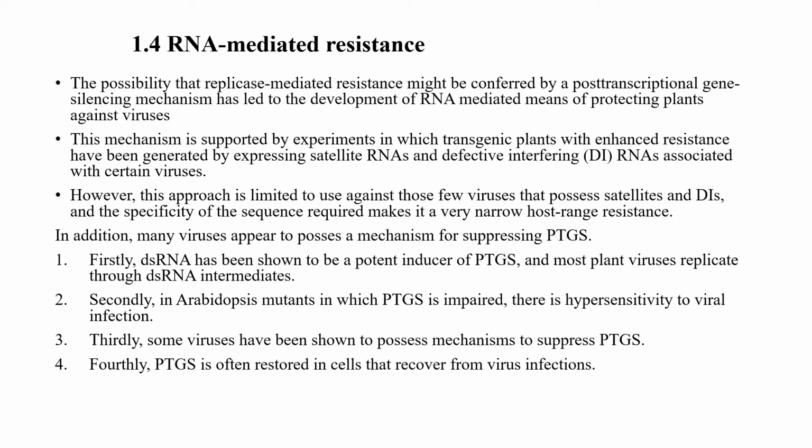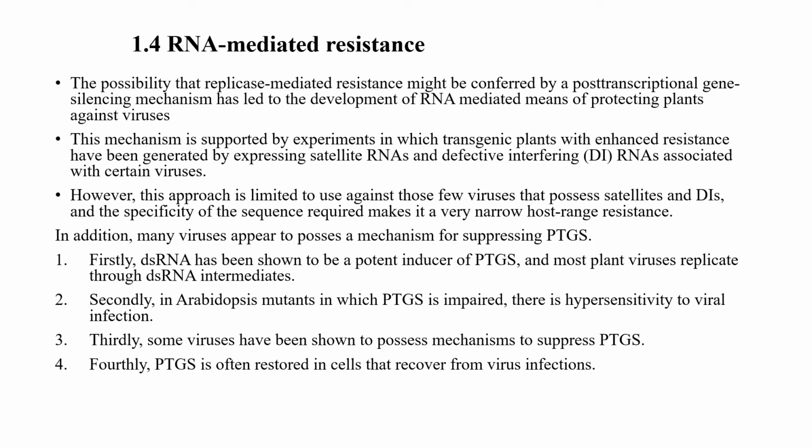This mechanism is supported by experiments in which transgenic plants with enhanced resistance have been generated by expressing satellite RNAs and the defective interfering RNAs associated with certain viruses. However, this approach is limited to use against those few viruses that possess satellites, and the specificity of the sequence required gives a very narrow host range resistance.